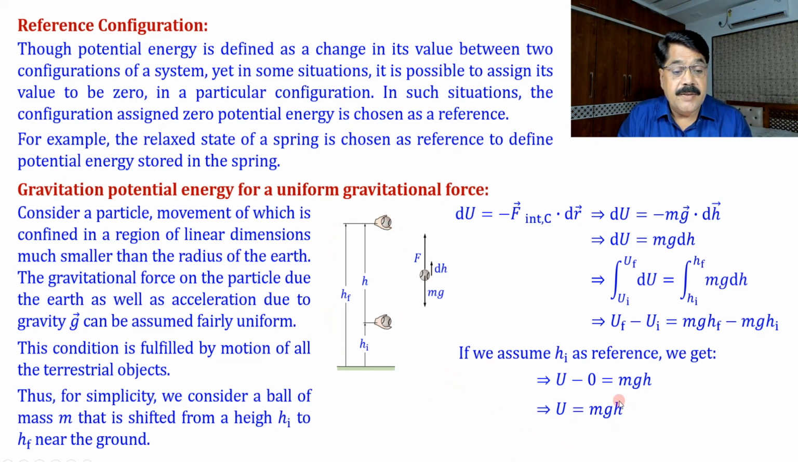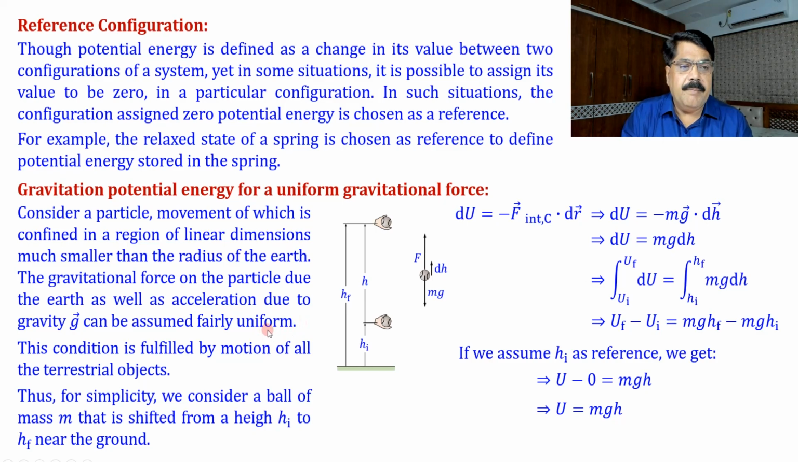And what is that h? It is not the height of the ball, it is the change in height. So you can see it is a change in potential energy. That's why we are saying the potential energy is fundamentally defined as a change. So this is the expression for gravitational potential energy for a uniform gravitational field. That relation you know very well, but what we have to understand here is this idea.